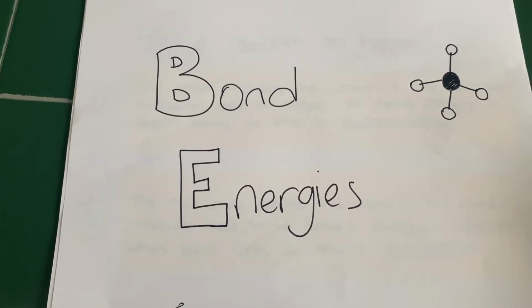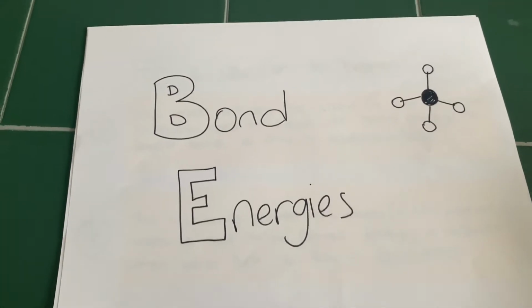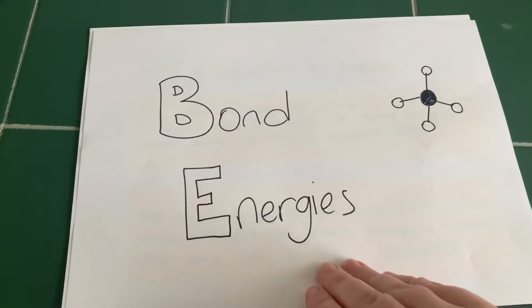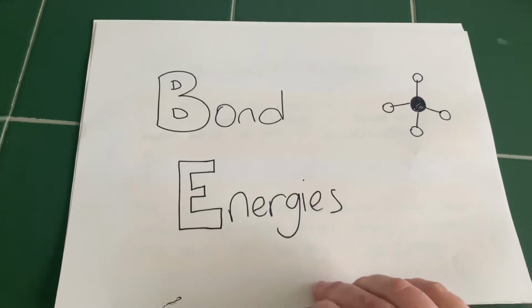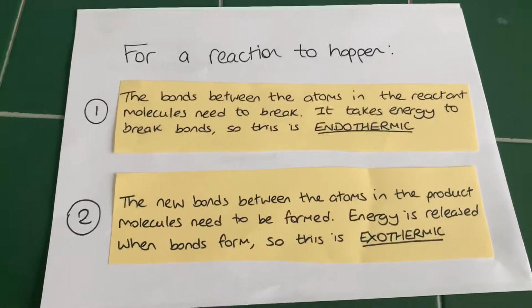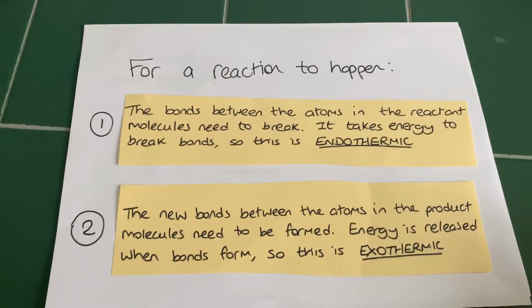Hi everyone, so today we're going to look at bond energies and what's happening to the actual bonds during a chemical reaction, the energy involved in them. And this is starting on page 6 in your booklet. So if you remember in our last video, we had this about what was needed for a reaction to happen.